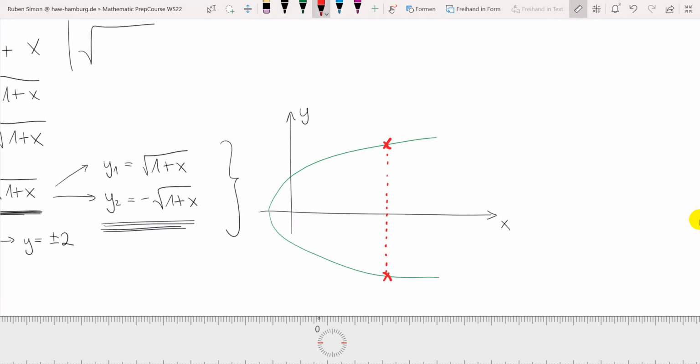And this right here is the point where the two functions are splitting up. So this one is y1 and this one is y2. If you look at y1 and y2 on their own, then of course these are function graphs because there are no two values above each other. All right, any questions?